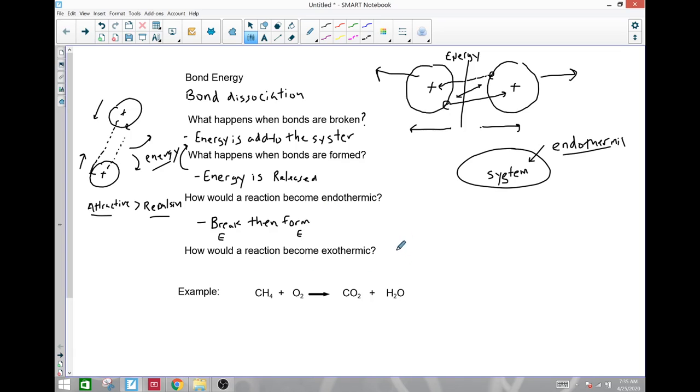Well, that means that, let's say, if you're only forming bonds, then you definitely would have energy leaving the system. And of course, you would have an exothermic reaction.